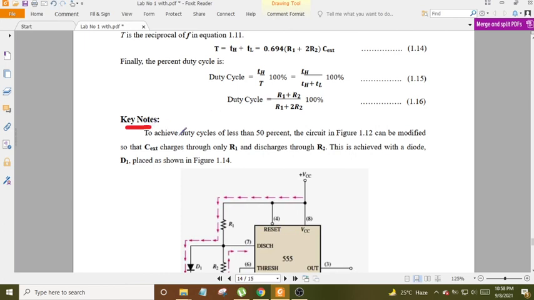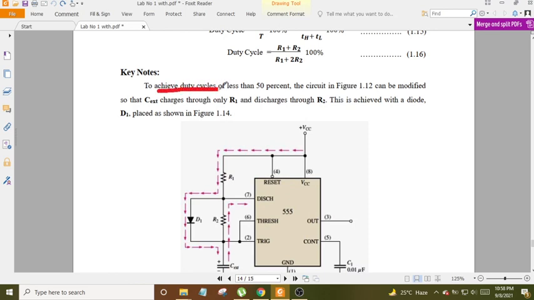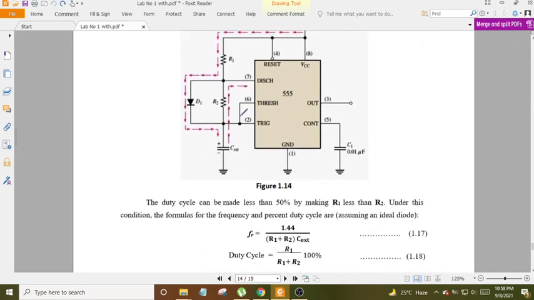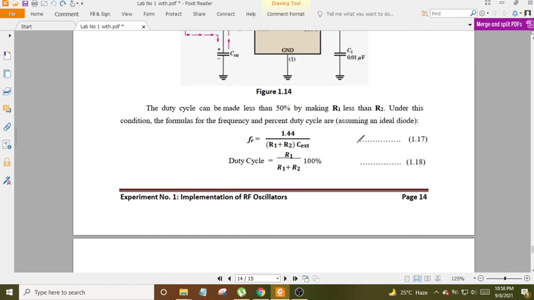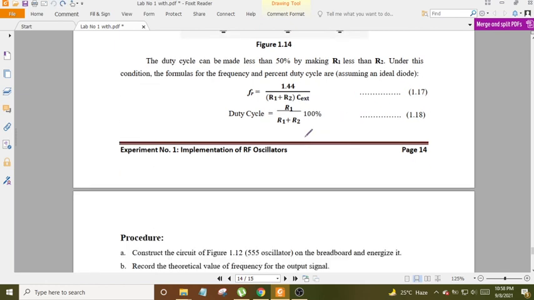To achieve duty cycles of less than 50%, the circuit in figure 1.12 can be modified so that C_EXT charges through only R1 and discharges through R2. This is achieved with a diode D1 as shown in figure 1.14. The duty cycle can be made less than 50% by making R1 less than R2. Under this condition, the formulas for the frequency and percent duty cycle are, assuming an ideal diode, equation 1.17 for frequency and equation 1.18 for duty cycle.